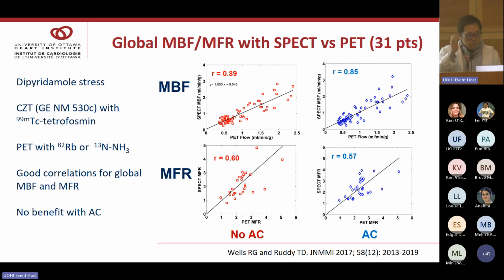So this was the first validation study for SPECT myocardial blood flow performed by Dr. Wells, Dr. Reddy, and colleagues. The results showed very good correlations for global MBF and flow reserve measured by SPECT versus PET, regardless of use of attenuation correction.